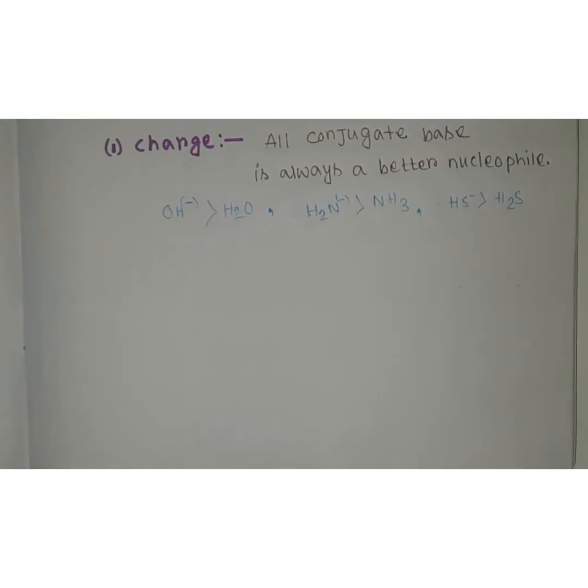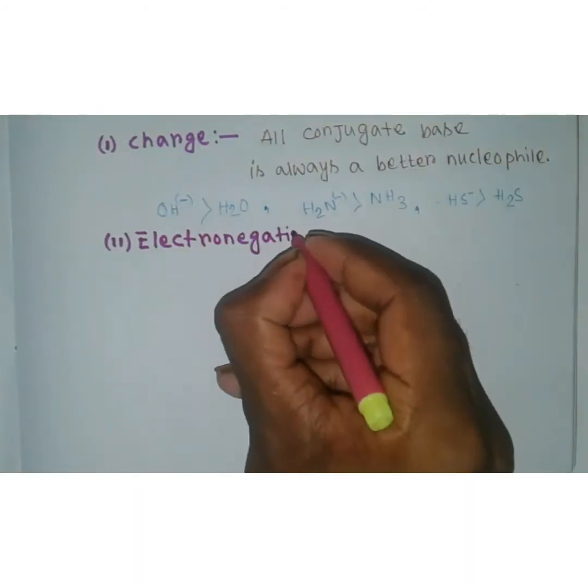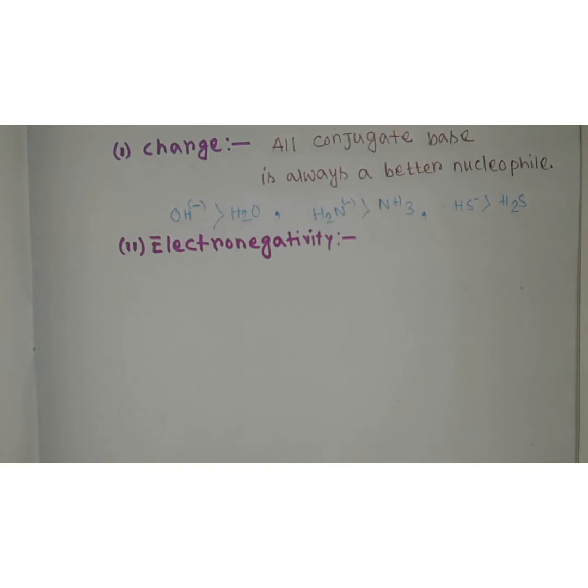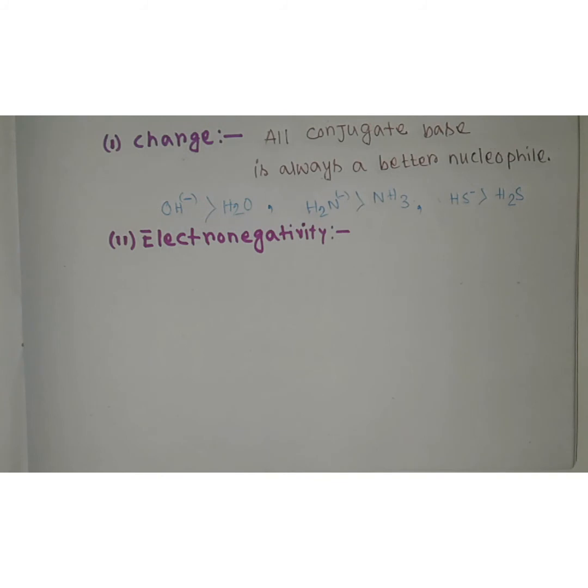And now we will talk about electronegativity. There is an inverse relation between electronegativity and nucleophilicity. Do you know what nucleophilicity is? Nucleophilicity is the working power of a nucleophile. And nucleophilicity increases as you go to the left along the periodic table.